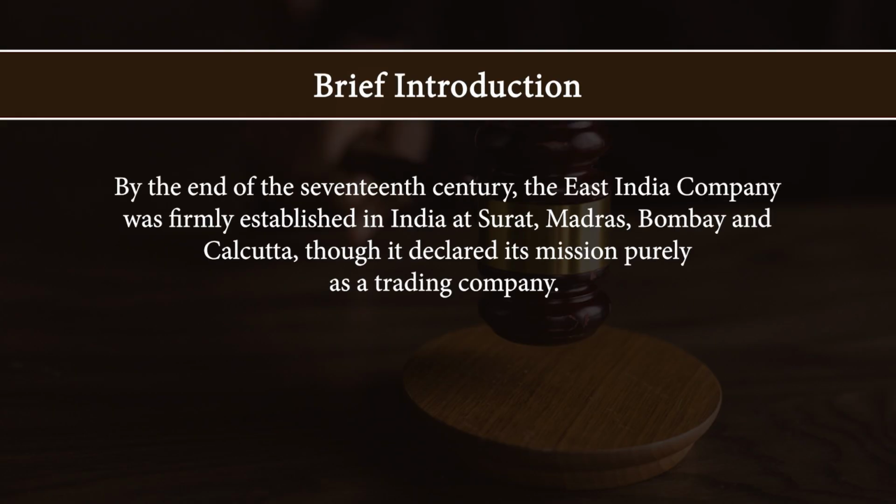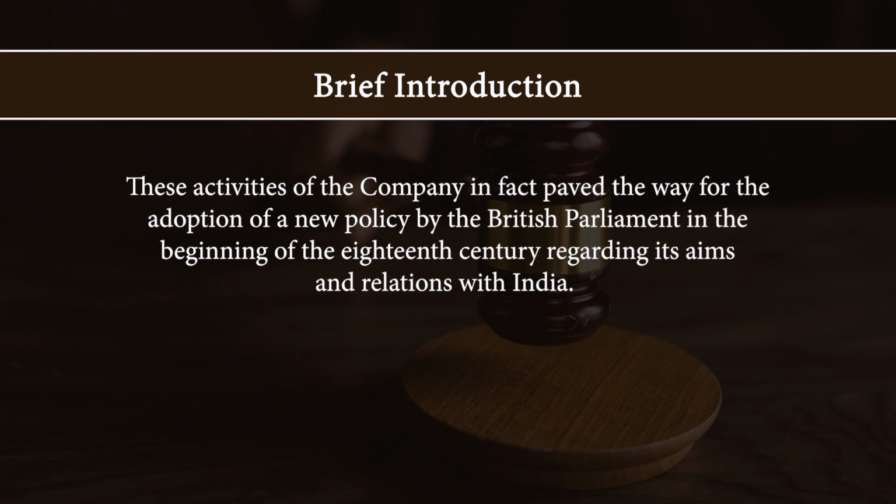By the end of the 17th century, the East India Company was firmly established in India at Surat, Madras, Bombay and Calcutta, though it declared its mission purely as a trading company. These activities of the company in fact paved the way for the adoption of a new policy by the British Parliament in the beginning of the 18th century regarding its aims and relations with India.